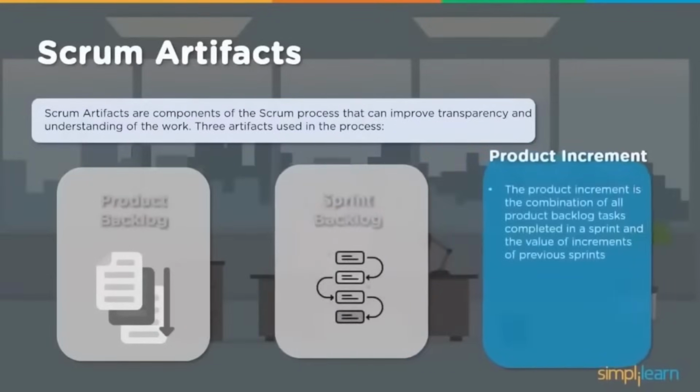Then the product increment. This refers to the combination of all product backlog tasks completed in the sprint and the value of the increments of previous sprints. Now, when we speak about lean, it speaks about elimination of waste. It speaks about value streams.